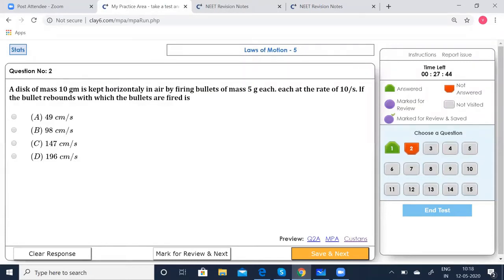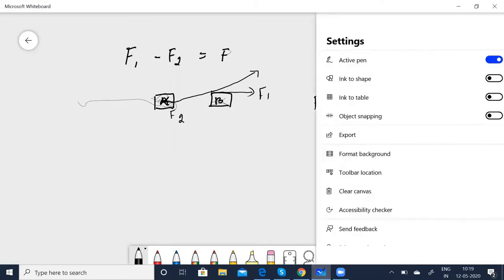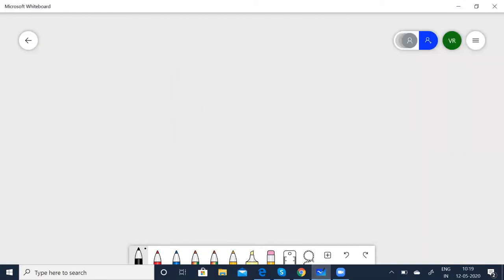A disc of mass 10 grams is kept horizontally in air by firing bullets of mass 5 grams each at the rate of 10 per second. If the bullet rebounds with the velocity with which the bullets are fired, now he is asking you at what rate it is rebounding back. Let's solve this. Now the mass of the disc is given by 10 by 1000 kg, right? Let the speed of the bullet be v.